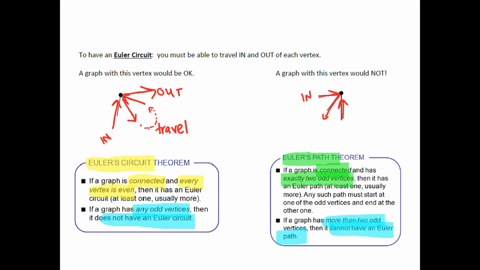And then looking at the Euler circuit theorem, a graph is connected and every vertex is even. So even degrees. If there is any odd vertex, then it does not have an Euler circuit. So no odd vertex. An Euler path has exactly 2 odd vertices, no more than 2. And if it has more than 2 odd vertices, then it does not have a path.